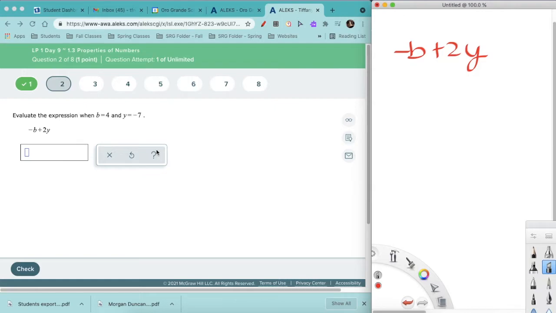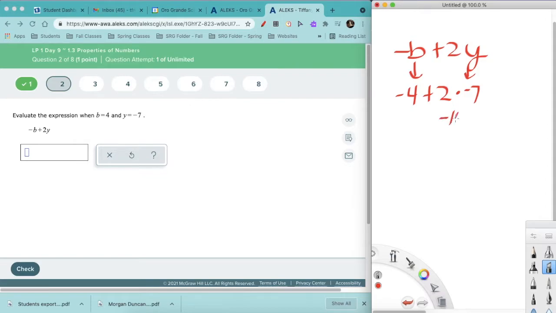So if we know b is now 4, remember this negative is going to follow it down. That doesn't go away just because 4 here is positive. It's negative b. We're just replacing the b, not the negative. And then plus 2 times, well, now we know y is negative 7, so we're going to multiply by negative 7. We need to follow the order of operations here. So I have to do multiplication first. 2 times negative 7, that gets me negative 14.